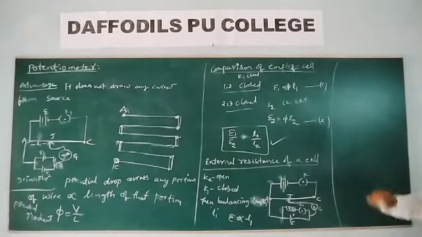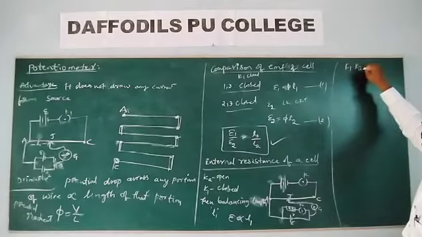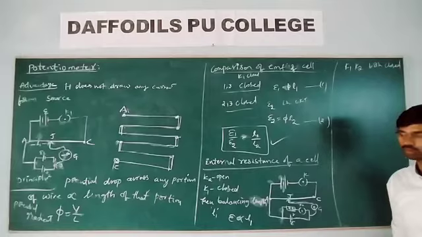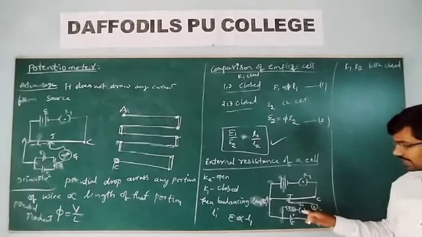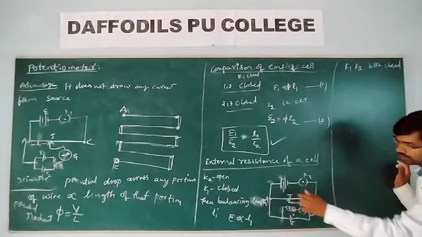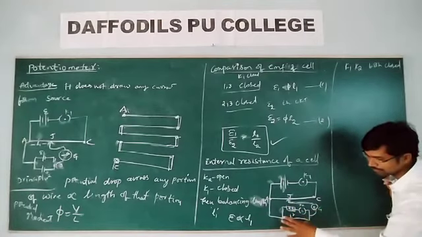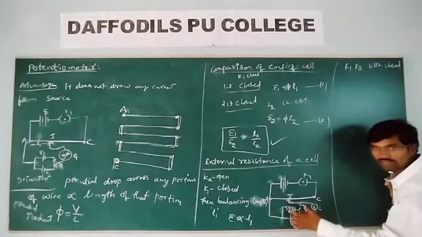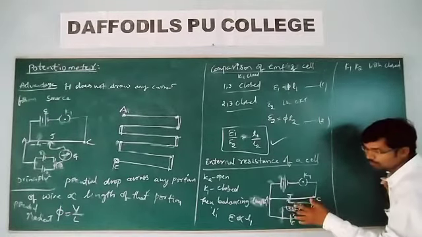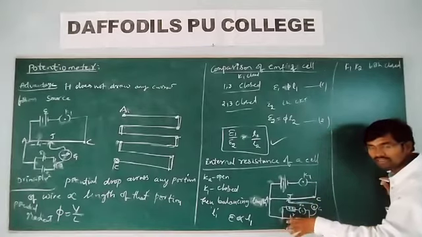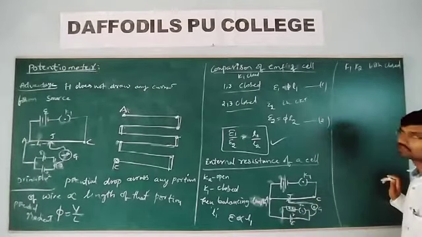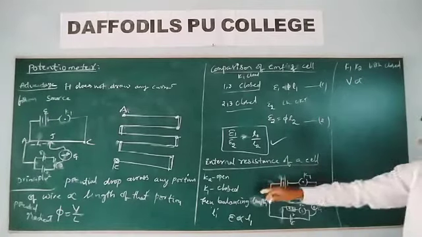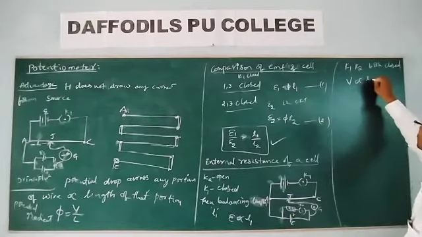Similarly, now both keys K1 and K2 are closed. When K2 is also closed, what will happen? Through this cell, some potential is dropped. That means the cell is in a closed circuit, the cell is being used. Therefore there is some potential difference, or terminal voltage. In that case, for the terminal voltage, we again measure the balance length, let us take it as L.